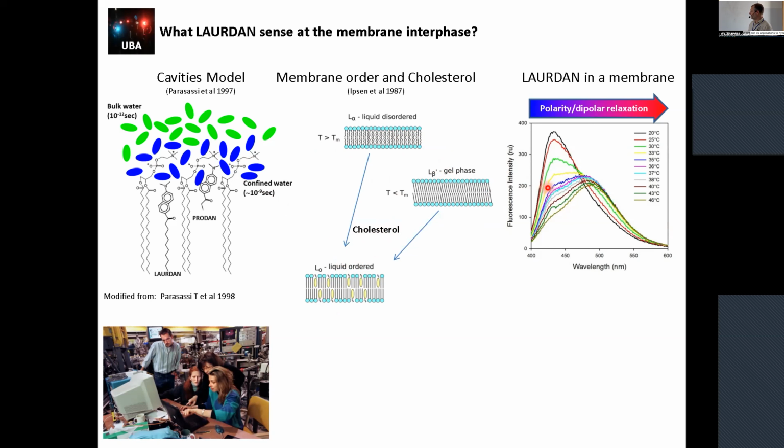So basically, here is the spectra of Laurdan in membranes as the membrane is melted with higher temperature, and you see that the maximum is changing from 440 mainly to 445, 490 more or less.